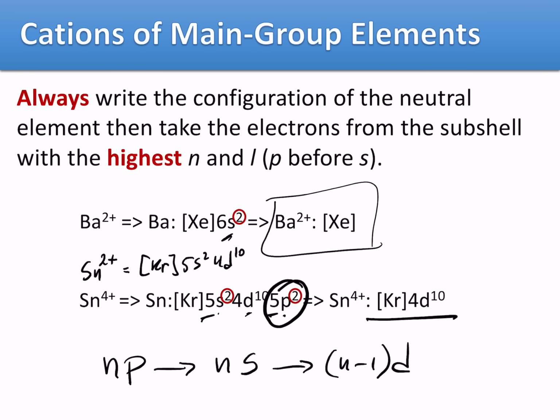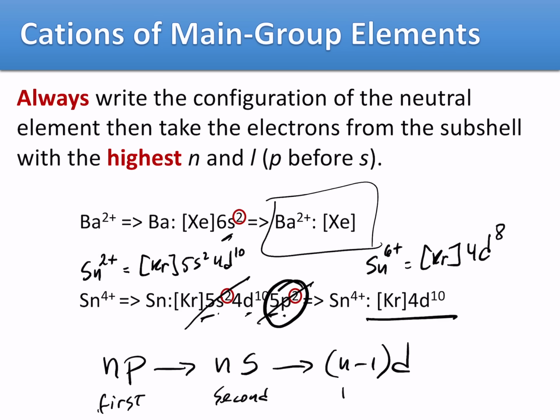Okay, and hypothetically, if you were doing, let's put it this way, Sn6+, then you take the 5p, you take the 5s, and then you take 2 from the d. It's going to be equal to krypton 4d8. Okay, so this is the order: first, second, and last. Okay, do not forget that.